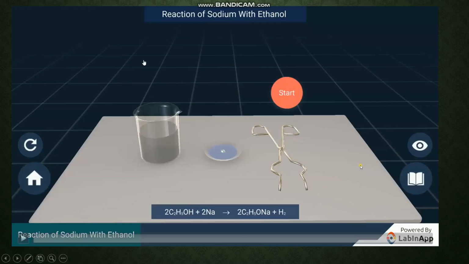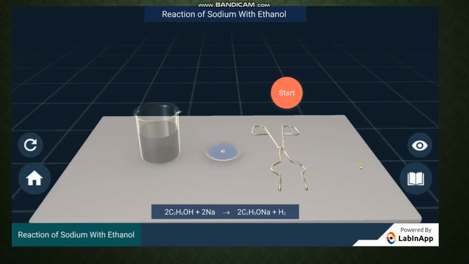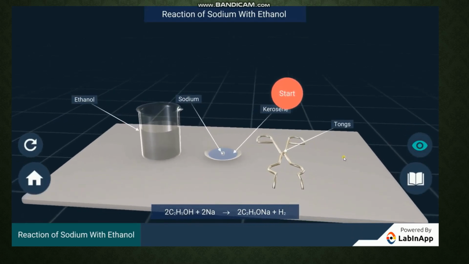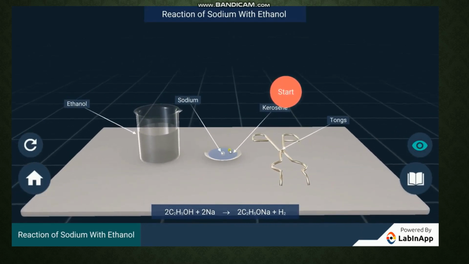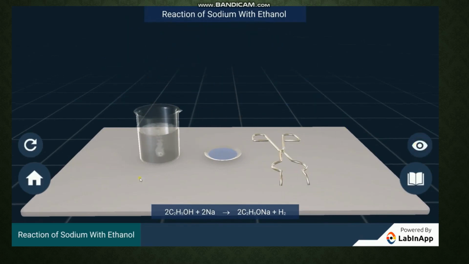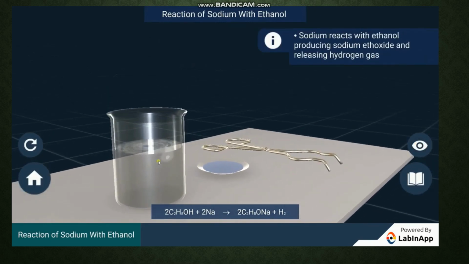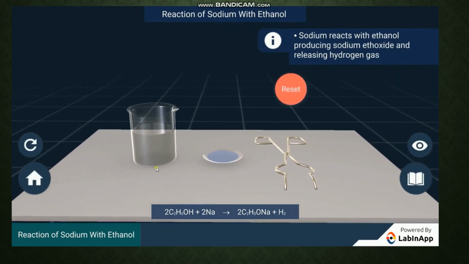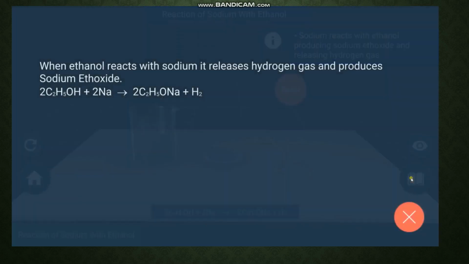Let us see an activity. How sodium reacts with ethanol. Do you know what will happen when ethanol reacts with sodium? Let's study this through an activity. We have taken ethanol and sodium. Take a piece of sodium stored in kerosene using tongs and drop it in a beaker containing ethanol. What will you observe? You observe that sodium melts down in a solution with release of hydrogen gas. From this activity, we conclude that when ethanol reacts with sodium, it releases hydrogen gas and produces sodium ethoxide.